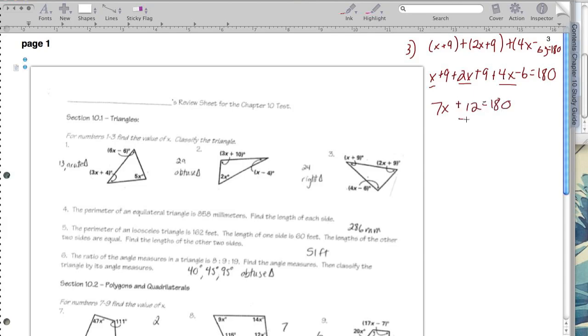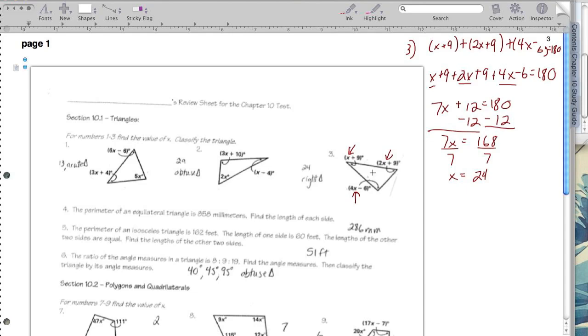And now I'm just ready to solve it. I'm going to subtract 12 on both sides. I get 7x is equal to 168. Divide by 7, x equals 24. Okay, I substitute 24 in for all of my x's.